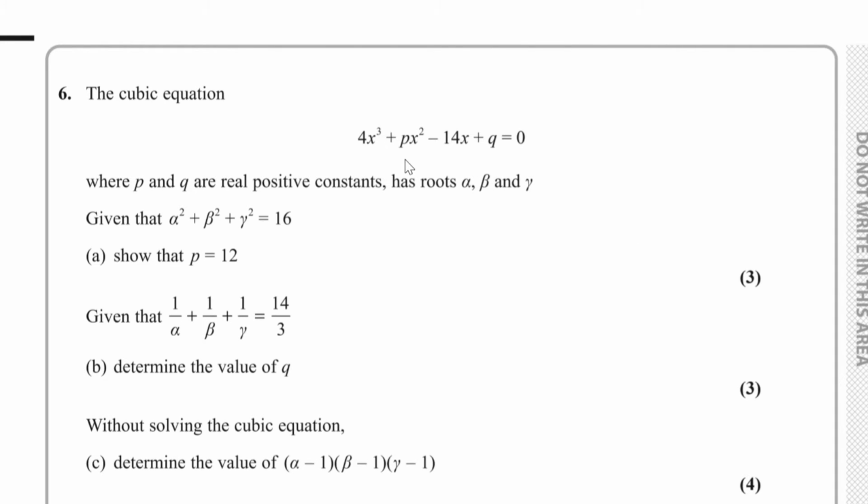Question number 6. The cubic equation 4x cubed plus px squared minus 14x plus q equals 0, and p and q are real positive constants, and this equation has roots alpha, beta and gamma. We are given that alpha squared plus beta squared plus gamma squared is equal to 16, and with this we have to show that p is equal to 12.